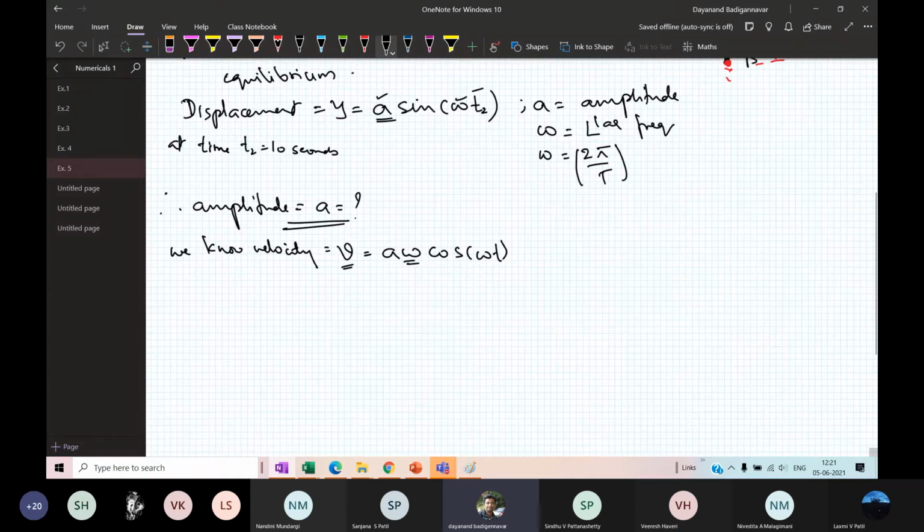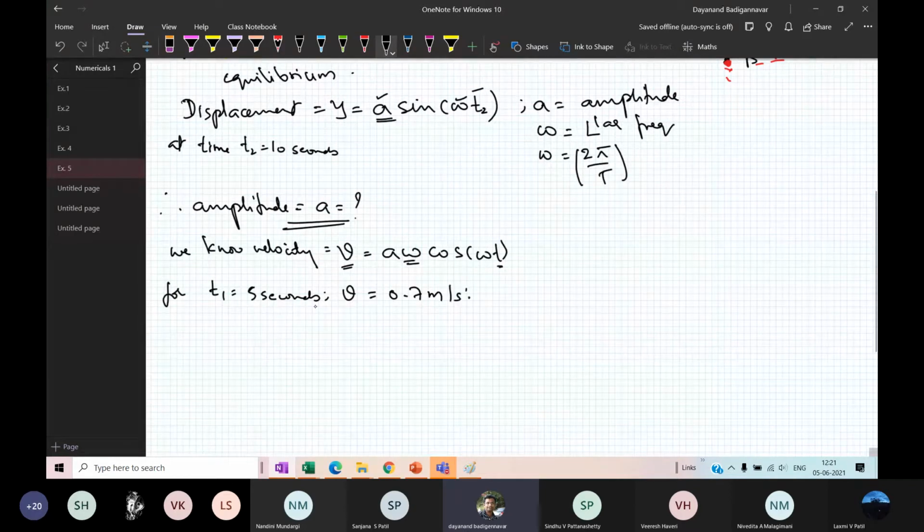You substitute here v. What is the value of v? You know that it is 0.7 and time t is t1. So that is for t1 equal to 5 seconds. It is given there, first one. After 5 seconds, it has crossed the equilibrium. Velocity was found to be 0.7 meters per second.